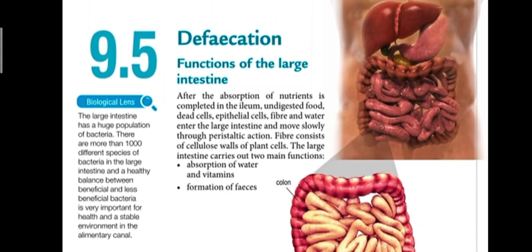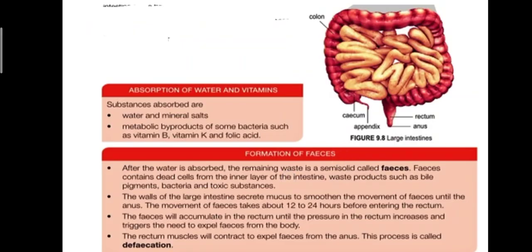Our large intestine has two main functions. The first one is absorption of water and vitamins, and the second one is formation of feces. So feces is najis, okay, najis. The first function, absorption of water and vitamins. Substances absorbed are water, mineral salt, and metabolic byproducts of some bacteria such as vitamin B, K, and also folic acid.